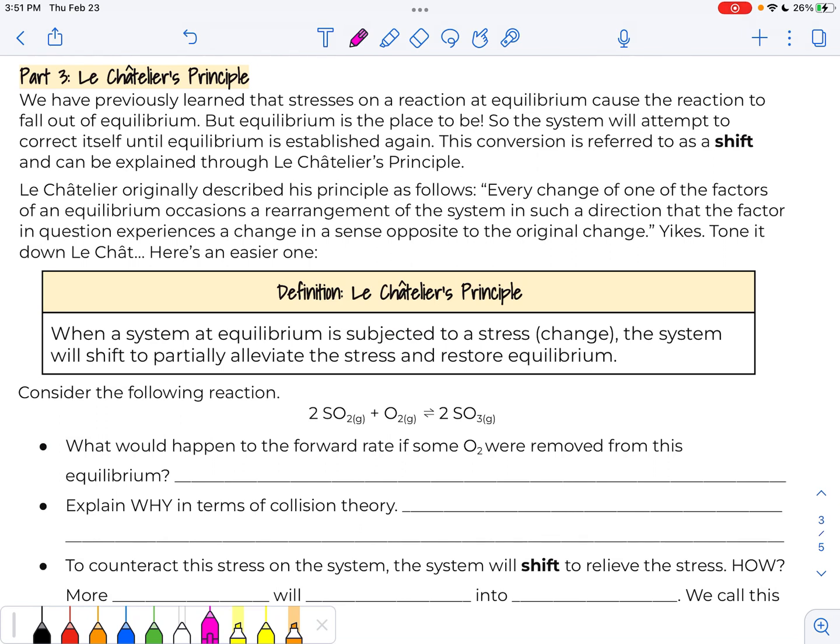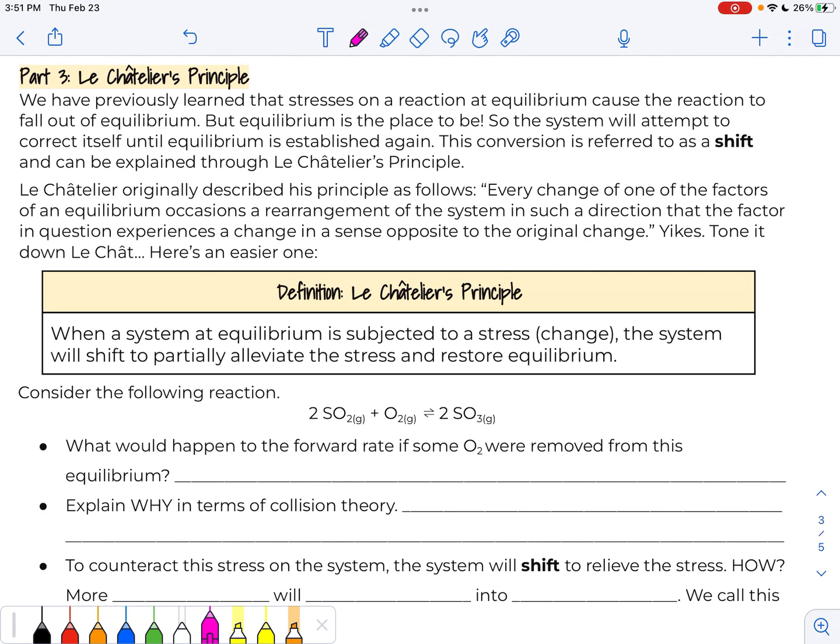So Le Chatelier originally described his principle as follows. Here's the quote. "Every change of one of the factors of an equilibrium occasions a rearrangement of the system in such a direction that the factor in question experiences a change in a sense opposite to the original change." Whew. Okay. If any of you fell asleep during that, I do not blame you. That is a mouthful. That is a lot.